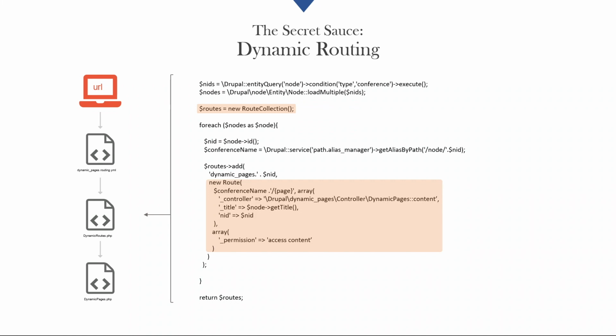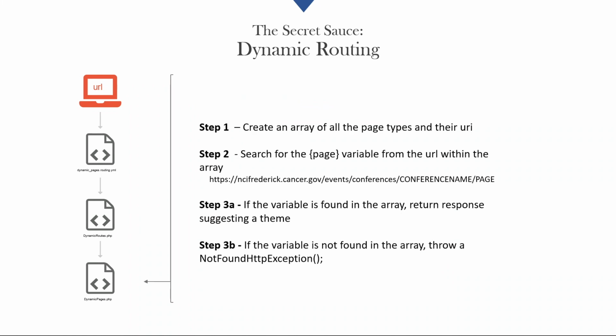You can see the dynamic page controller has a method called content that is the one that I'm going to talk about next. This file does a simple validation. The first step is to generate an array of all the pages, all the page types we have in our conference, and assign them the field value that is related to that page. Our second step is to grab the page variable from the URL. In this case, it's the last segment of our URL, and it follows that exact same structure. We grab the last segment, and we validate the value of that variable and search for that value within the array that we created. After that, if we found the variable, we return a theme suggestion.